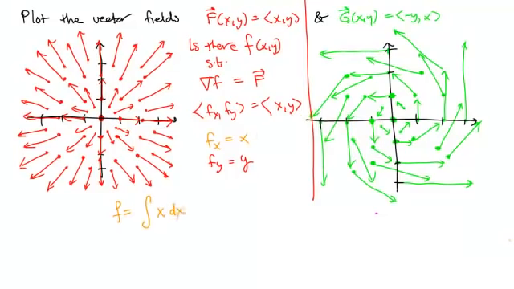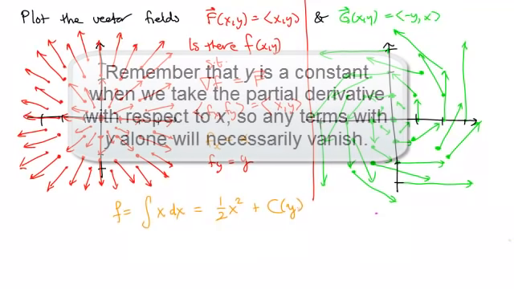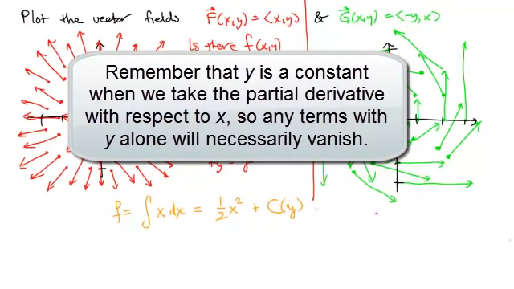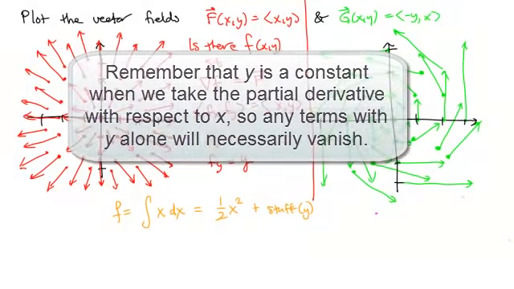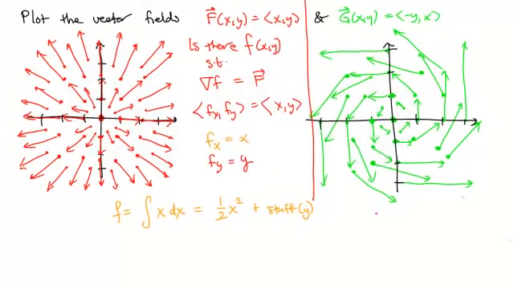So if we work this out, we're going to get 1/2 of x squared plus a constant. But that constant could be anything that involves the letter y. So what we know right now is that this function must look like 1/2 x squared plus stuff that involves only y.